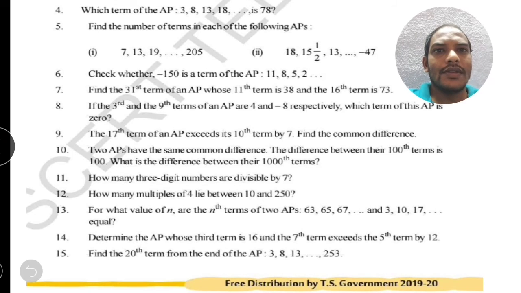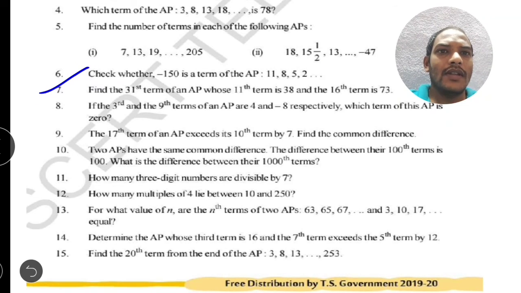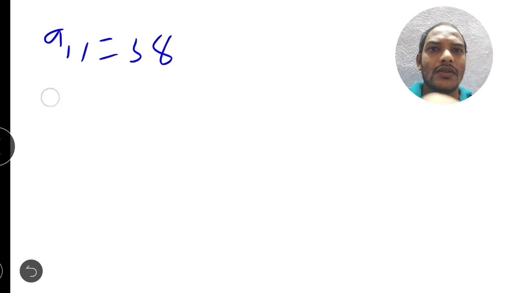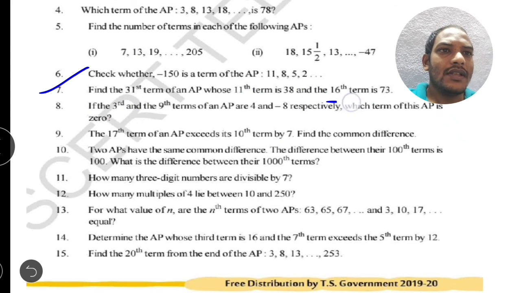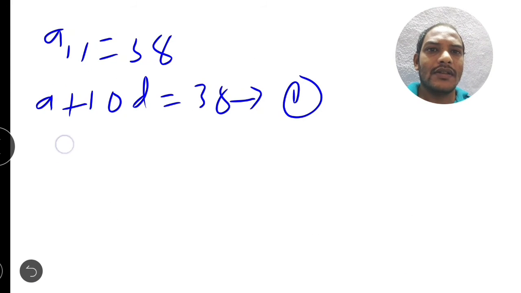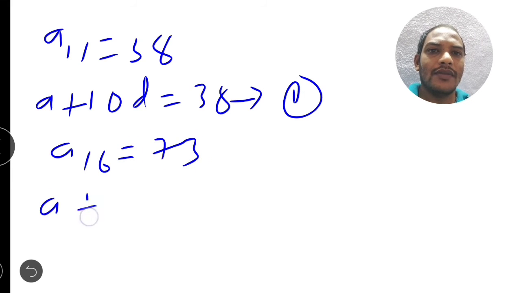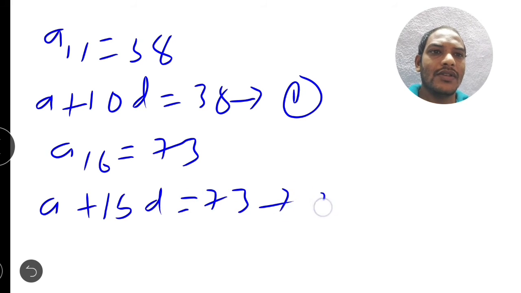Next, coming to the seventh problem: find the 31st term of the AP whose 11th term is 38. 11th term, so a11 equals 38. So a plus 10d equals 38, equation 1. Next, the 16th term is 73. 16th term, a16 equals 73. a plus 15d equals 73, equation 2.